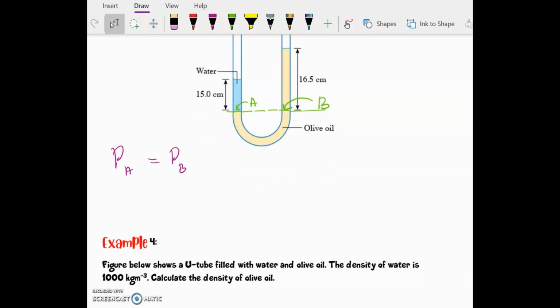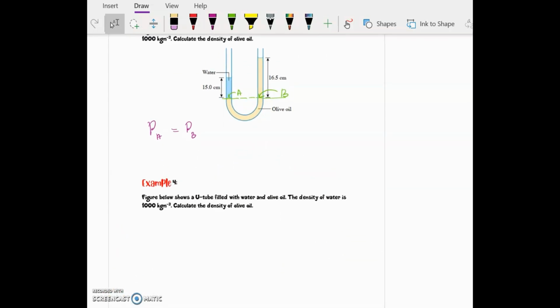Let's do it down here. Pressure at A equals pressure at B. Break it down into its own components: rho A times gravitational acceleration times height at A equals rho B times g times height at B. Since A experiences pressure exerted by the water above it, you have to use the density of water. The density of water is 1000 kilograms per meter cubed, times gravitational acceleration.